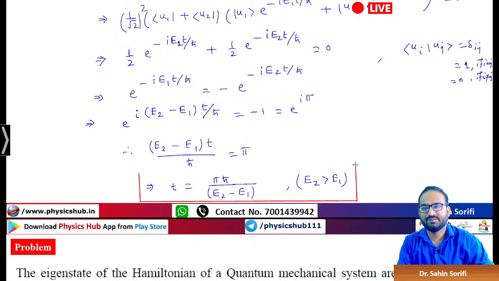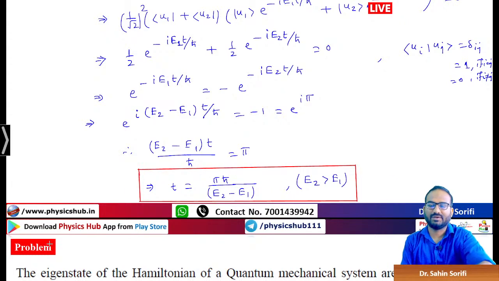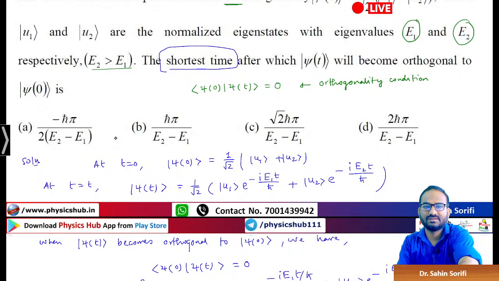So you can also remember this formula. Sometimes you can directly use this formula. t equals pi h cut by (E2 minus E1), and this is precisely matching with option B.